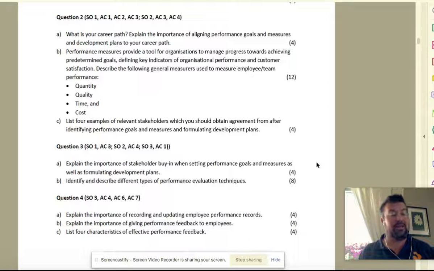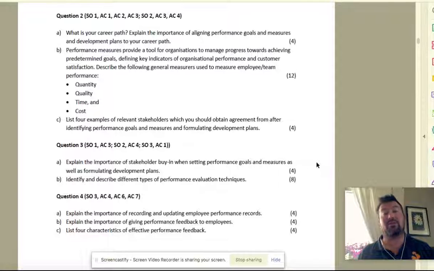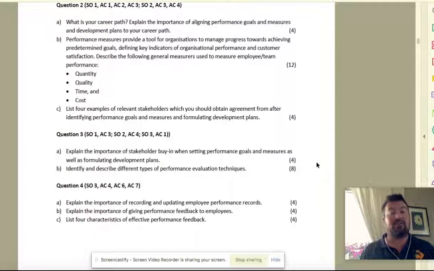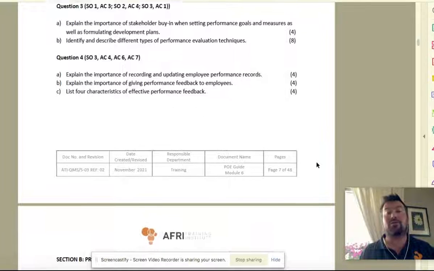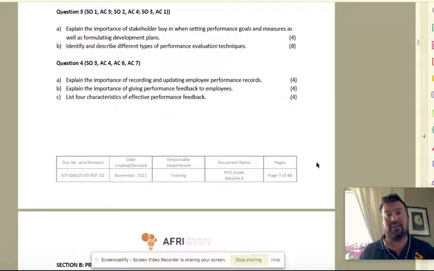All right. If you want an exhaustive list, you can always go to page 38. All right. Question number 3. Explain the importance of stakeholder buy-in when setting performance goals and measures, as well as formulating development plans. So why on earth should we be consulting our teams, our employees, when we are putting together the goals and the measures? Quite a simple thing, but it is something that you would need to explain. If you want a little bit more, it's page 38 in your workbooks.